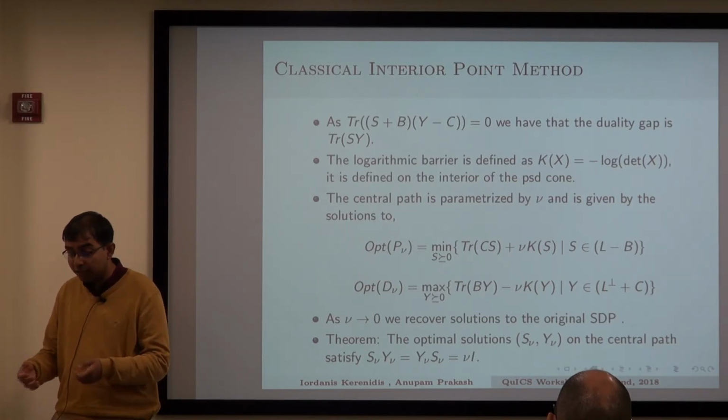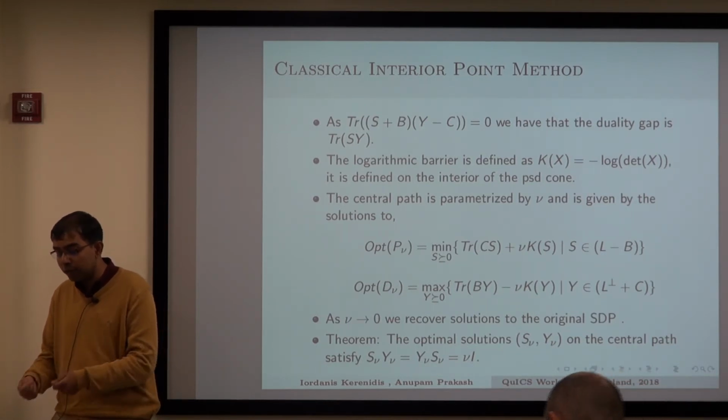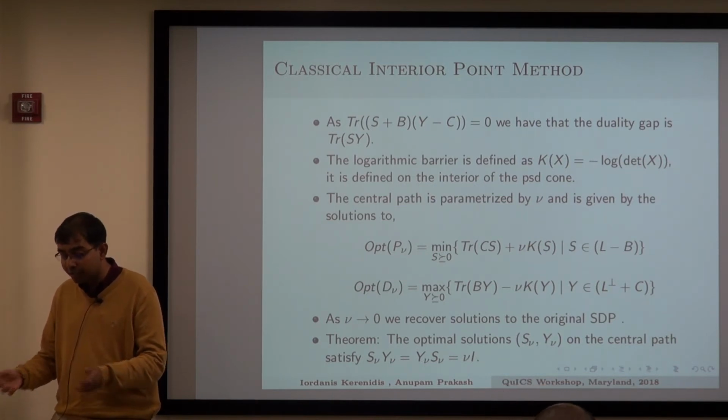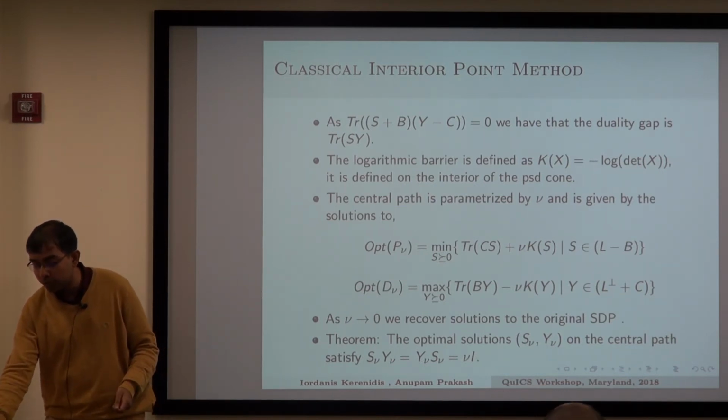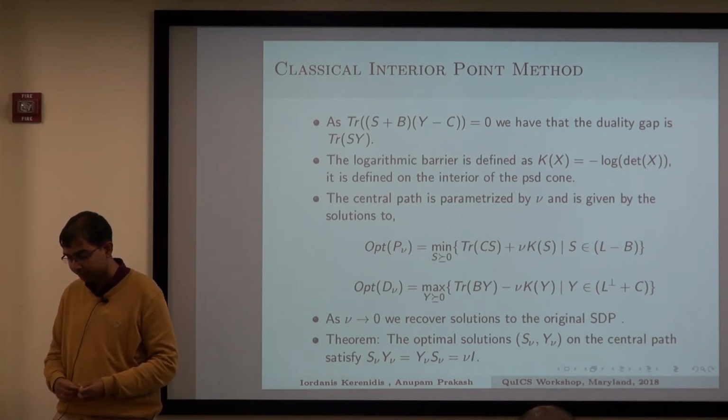So the central path is well defined and unique, and it also has a very nice characterization of the solutions on it. So a pair of feasible solutions, S_nu and Y_nu, are on the central path if they are feasible and this identity holds. So S_nu times Y_nu should be equal to nu times identity, and vice versa.